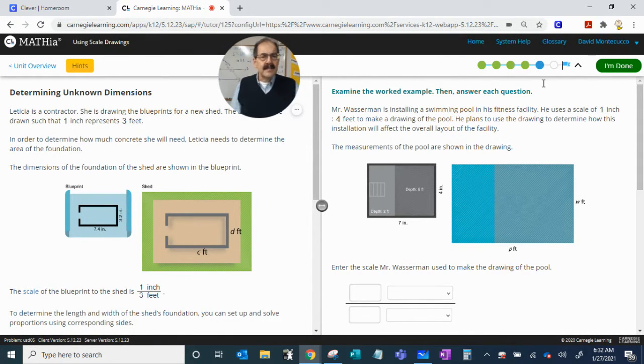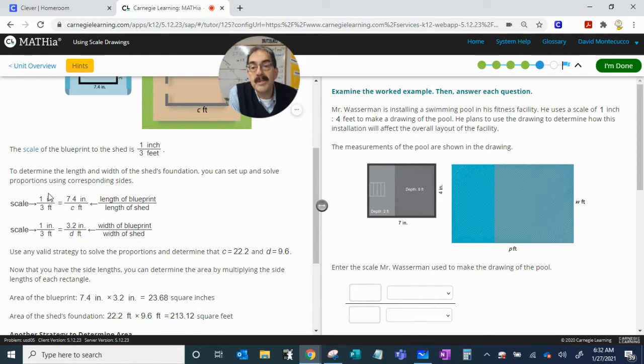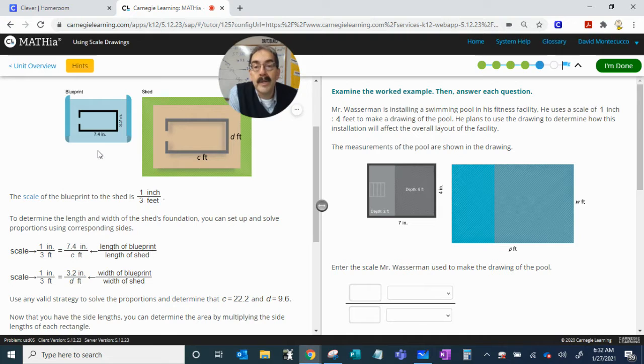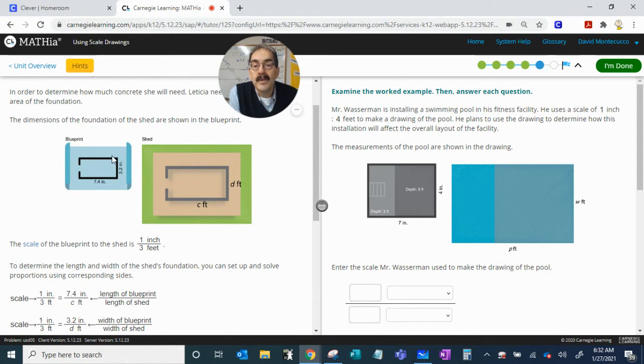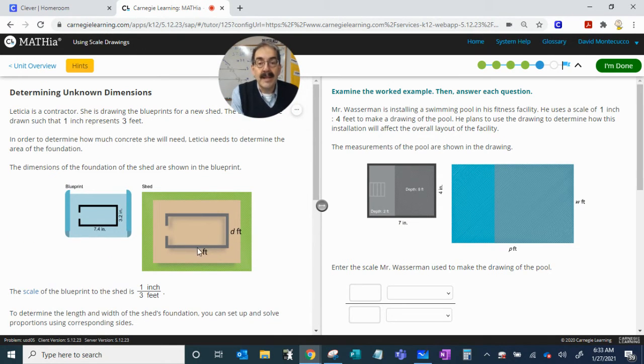Okay, looks like our last bubble on this workspace. The idea here is we have a blueprint. Blueprints are small, but in reality, big. So from inches to feet, 1 inch is 3 feet. So we're using the ratio 1 inch to 3 feet as 7.4 is to C. Then 1 to 3 as 3.2 is to D. All right, and then we do the math. So the area is finally going to be length times width.